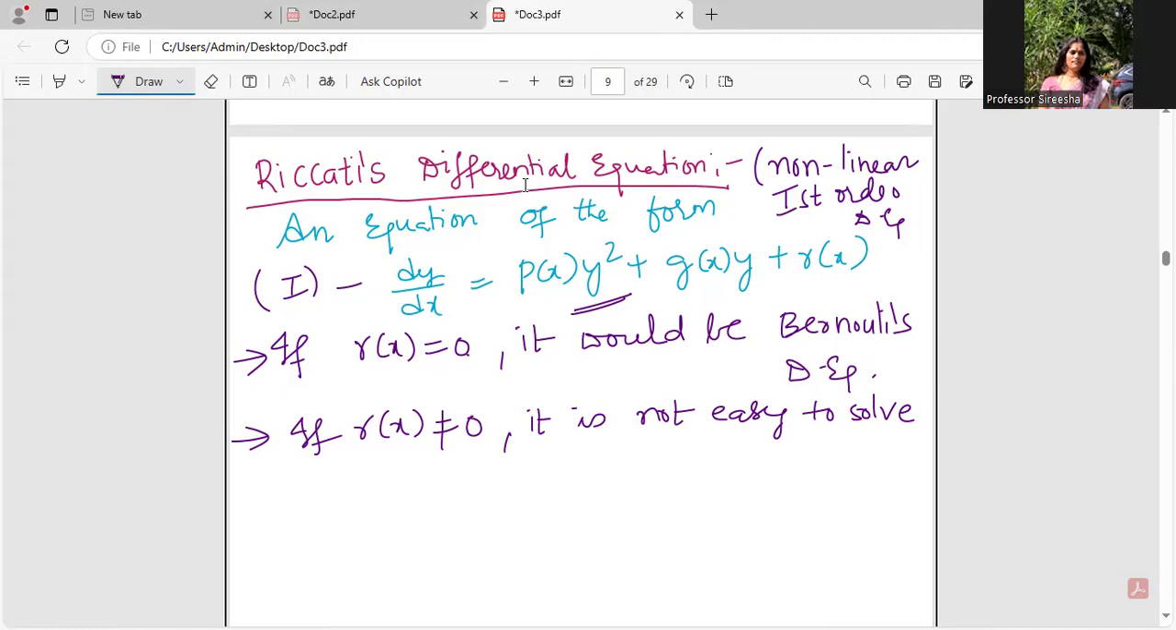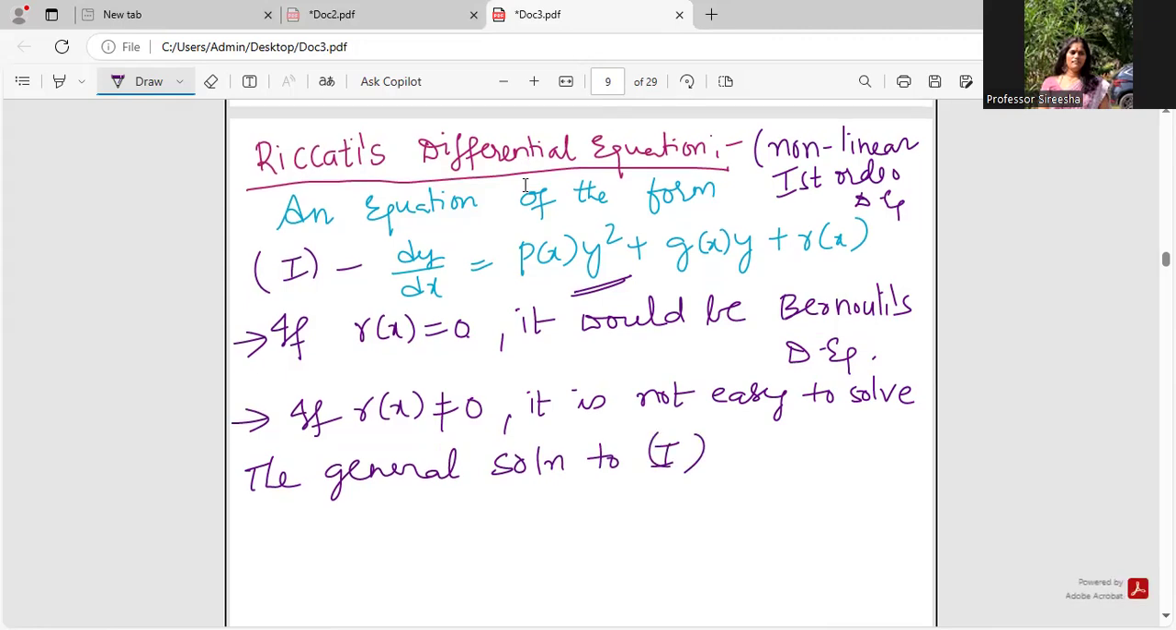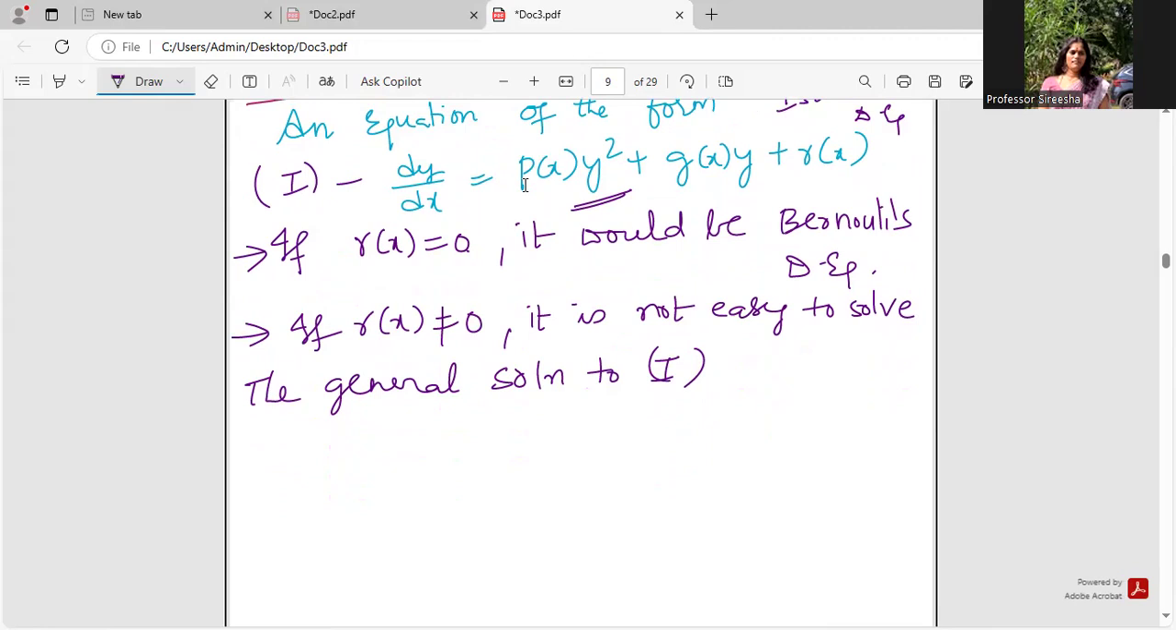I'll assume that the general solution to 1 would be of the form, and I'll split it into two parts: y is equal to v of x plus 1 by z. Now here, I'll be knowing one solution in this. I'll talk about it, but let me finish off writing.